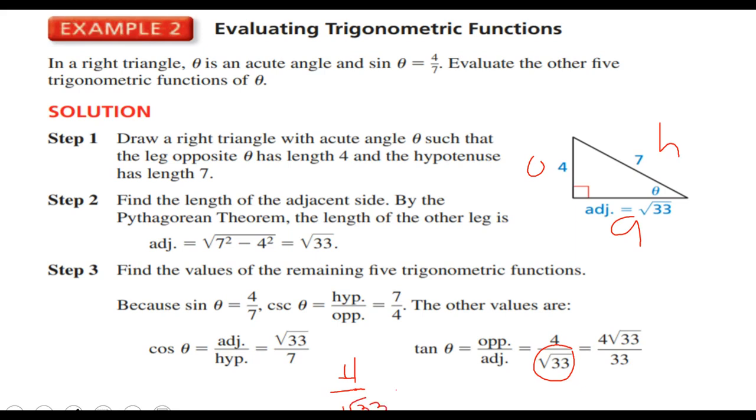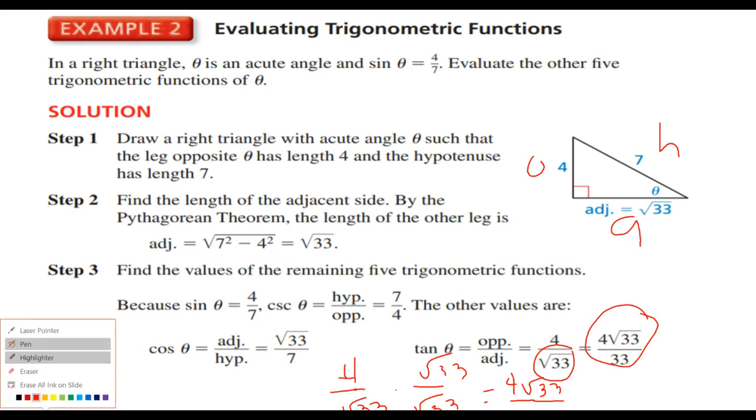So to rationalize that, we need to get rid of that square root sign in 33. So to do that, we just need to multiply your numerator and your denominator by the square root of 33. So 4 times square root of 33 is 4 square root of 33. Now square root of 33 times square root of 33 will give us 33. So tangent theta now will be 4 square root of 33 over 33. So that's how we got that value for tangent theta.